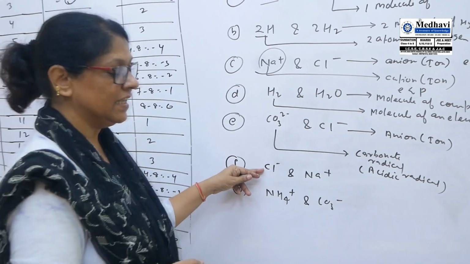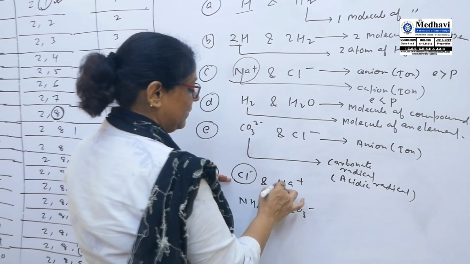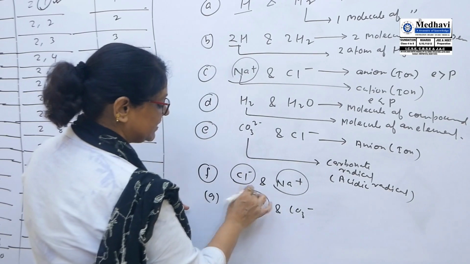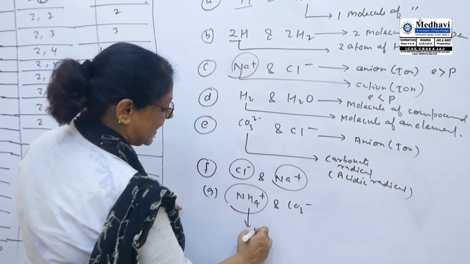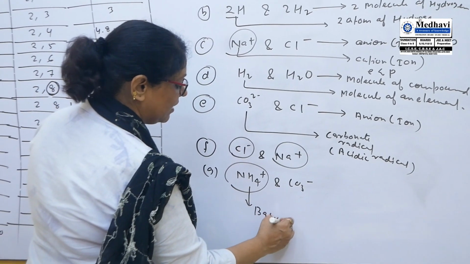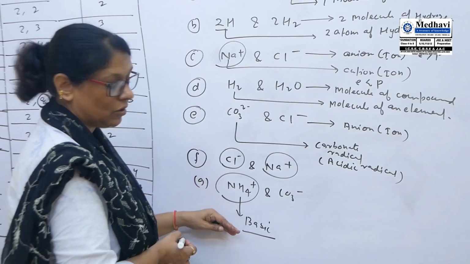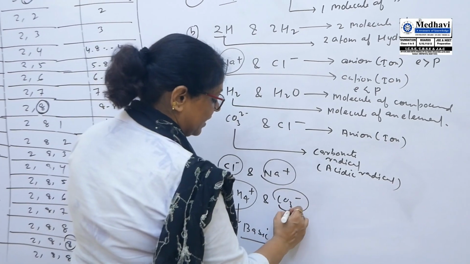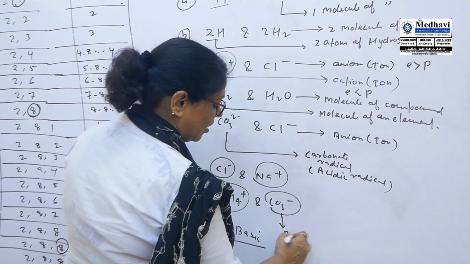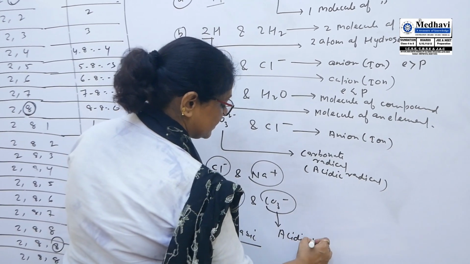Here Cl minus is an ion, Na plus is a cation. Here a positive ion is called a basic radical. So what is a basic radical? All cations, radicals with positive charge, are called basic radicals, whereas radicals with negative charge are called acidic radicals.